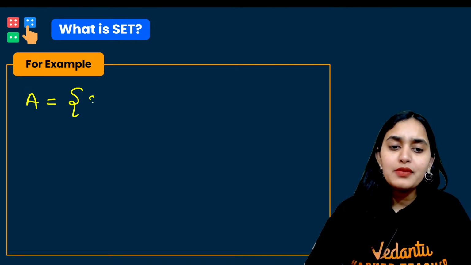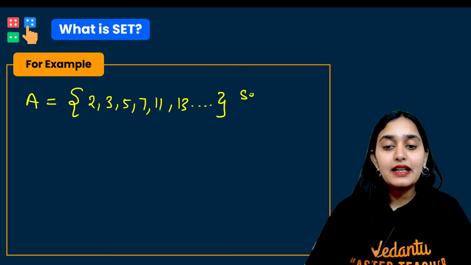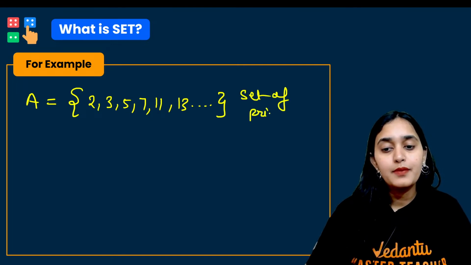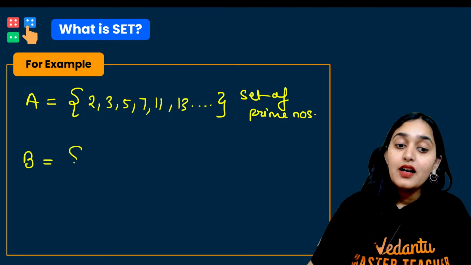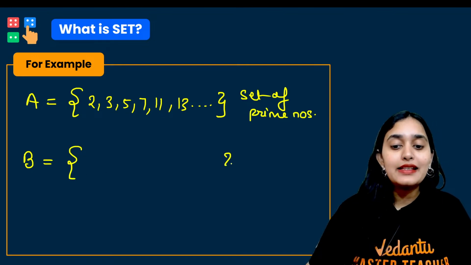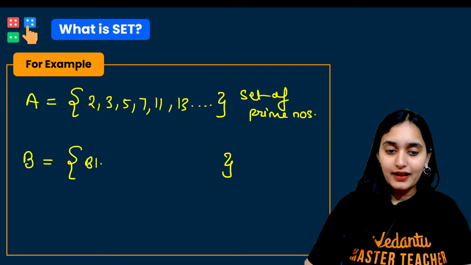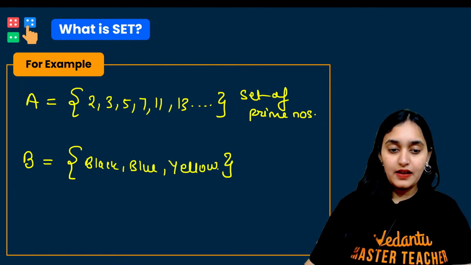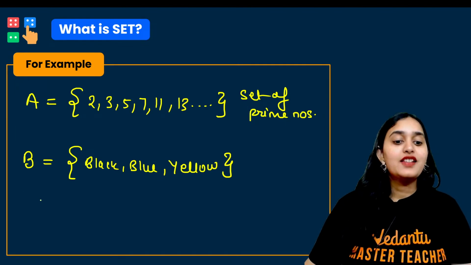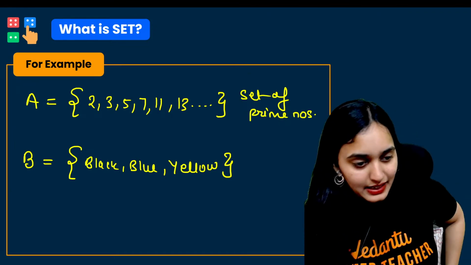So for example, let's see the example of a set. Suppose I write set A has prime numbers. What is set A having? Okay. Set A has prime numbers. Now, do you guys know prime numbers? 2, 3, 5, 7, 11, 13, and so on. So, it is a set of prime numbers. Similarly, I can have a set. Always remember the set is written inside curly brackets. Okay. So, I can have a set of colors. For example, black, blue, yellow. These are what? Set of colors, right? So, like this, we can represent any set and the objects inside it. Okay.